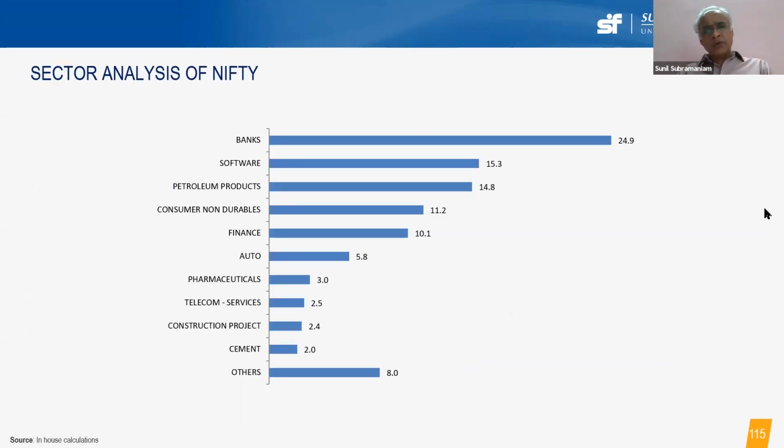Hence, now when you look at the analysis, you will remember the sectoral analysis, right? The reason I'm pointing this out is that in analyzing large caps, you've got to remember that the performance depends on which of the sectors are overweight in this. So you see 25% of this is banks, software is another 15%, finance is 10%. These are the heavyweight sectors whose earnings you should carefully observe.